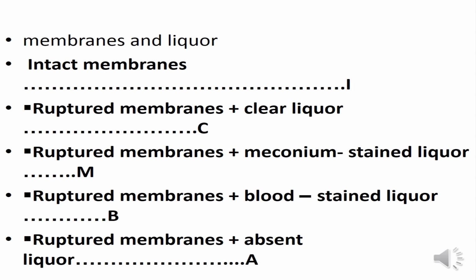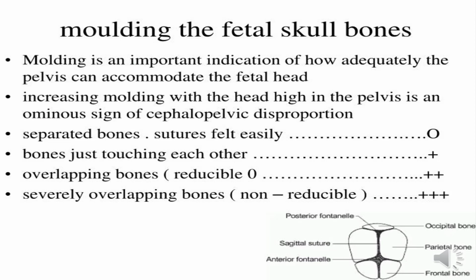Of the fetal skull bones. Molding is an important indication of how adequately the pelvis can accommodate the fetal skull. Increasing molding with the head high in the pelvis is an ominous sign of cephalopelvic disproportion.